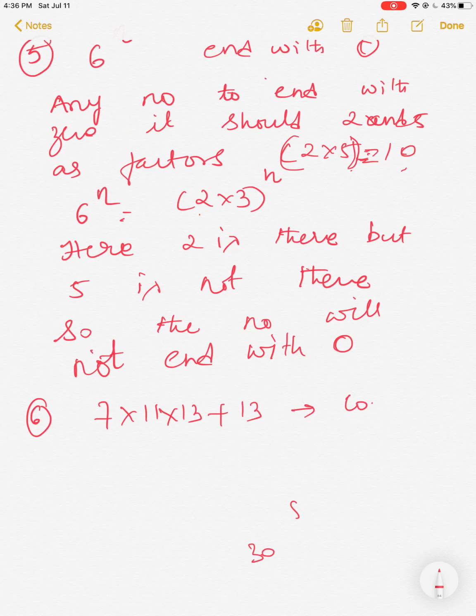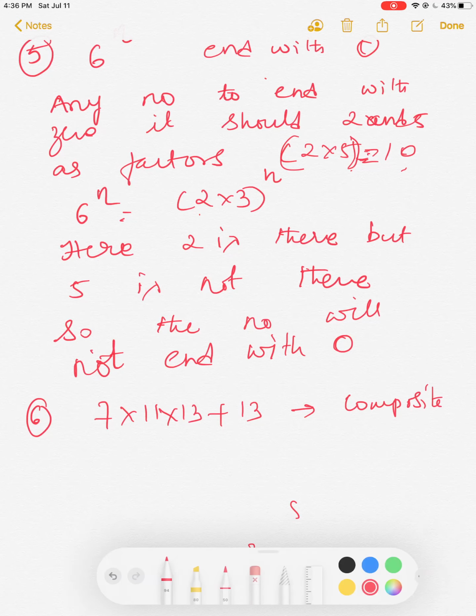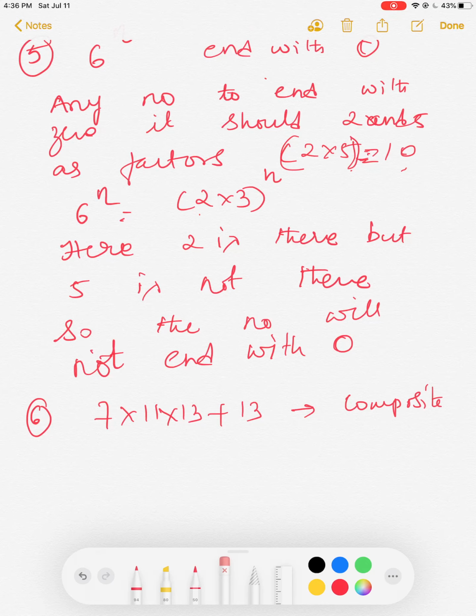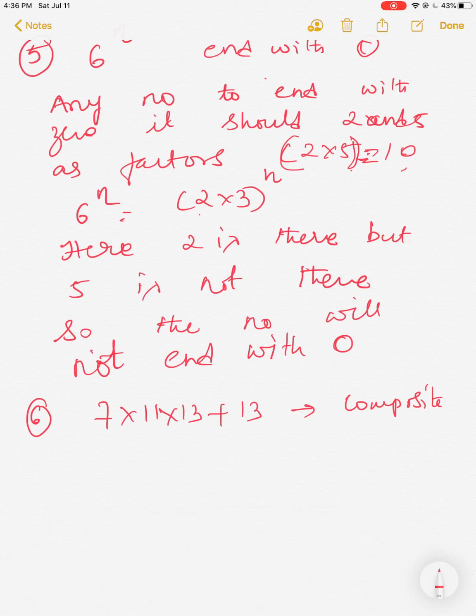We have to find out whether it is a composite number or not, and write it down. So it can be written as 7 into 11 into 13 plus 13 into 1. 13 can be written as 13 into 1. In both the cases 13 is common, so bring out 13.